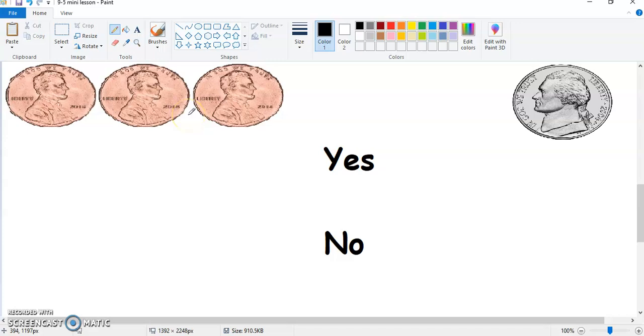So first we need to find out how much money in all do we have in pennies? Well, we're going to have to count. And remember, when we're counting pennies, we count by ones. So let's see. 1, 2 cents, 3 cents. So we know that in all, we have 3 cents in pennies.